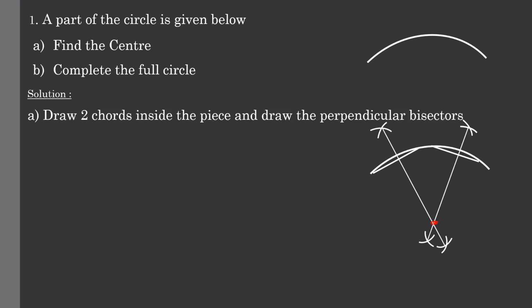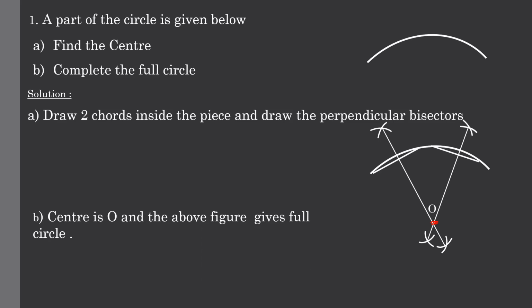Now can you draw the circle? Yes, by placing the compass pointer at the center and the pencil on the part of the circle, you can complete the circle. Here the center is O and the figure now obtained is the full circle.